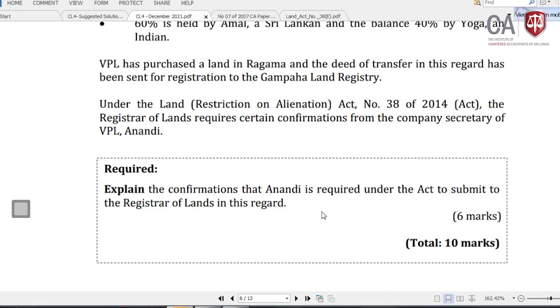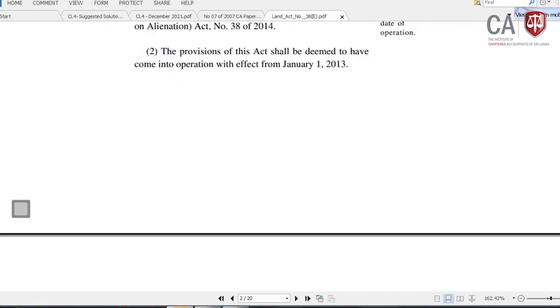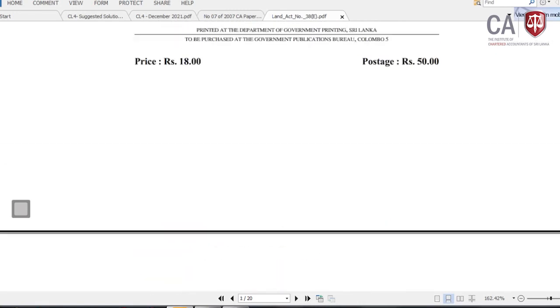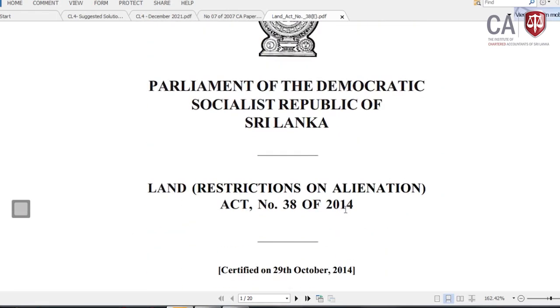Required: explain the confirmations that Anandi is required under the Act to submit to the Registrar of Lands in this regard. Now, this is a very common question that can be tested in the exam. It's a very common area, a highly examinable area. You always get questions from this area. The relevant statute is the Land Restriction on Alienation Act number 38 of 2014. Here you can see the Act, but you are not permitted to take this Act with you to the exam.